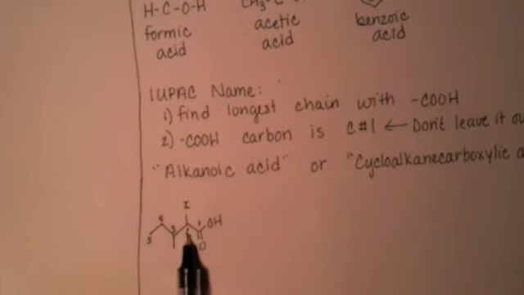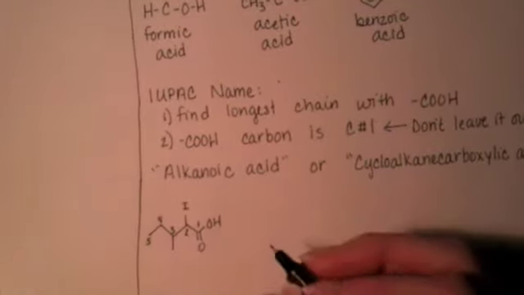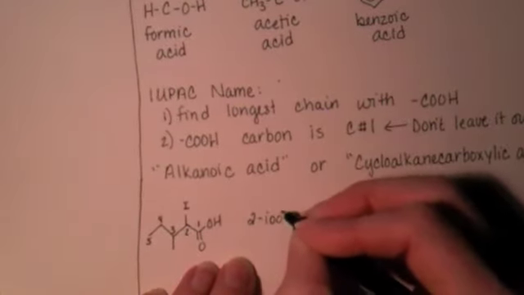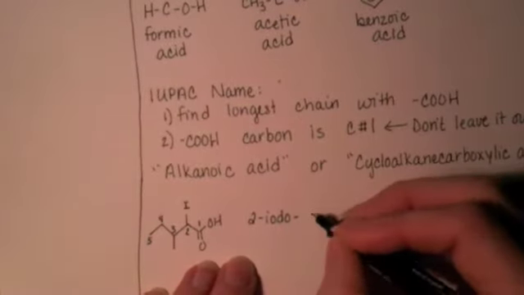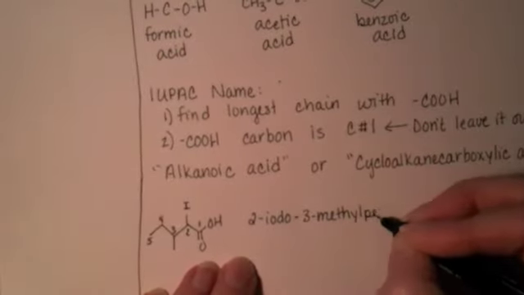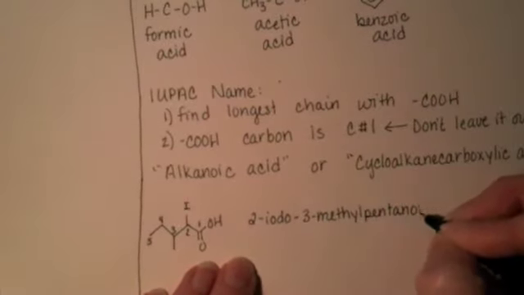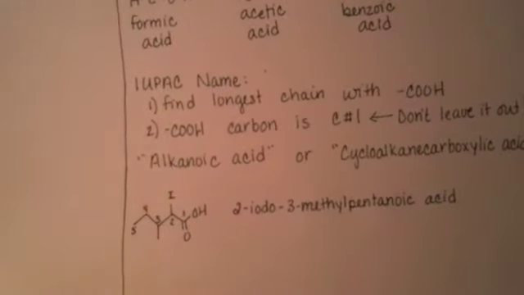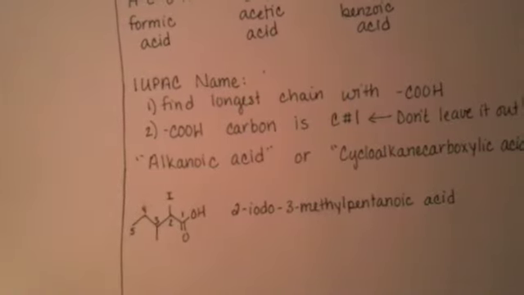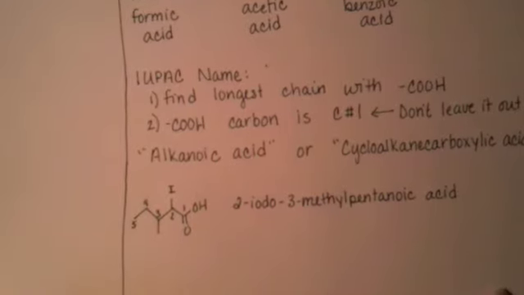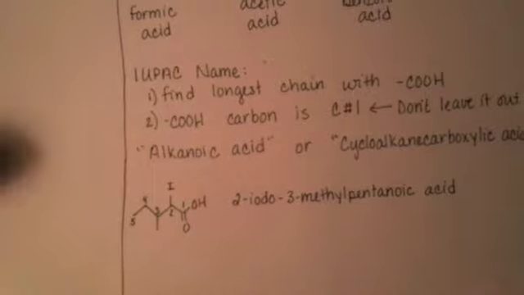Pentanoic acid with an iodo on number 2 and a methyl on number 3. I comes before M, so iodo comes first in the name. 2-iodo-3-methylpentanoic acid. You don't need to say that the carboxylic acid group is on carbon number 1 because that's where it has to be. Just like with a cyclic molecule, the functional group that we put on carbon number 1 is just implied, and you don't need to identify it as being on carbon number 1. Same thing in this case.